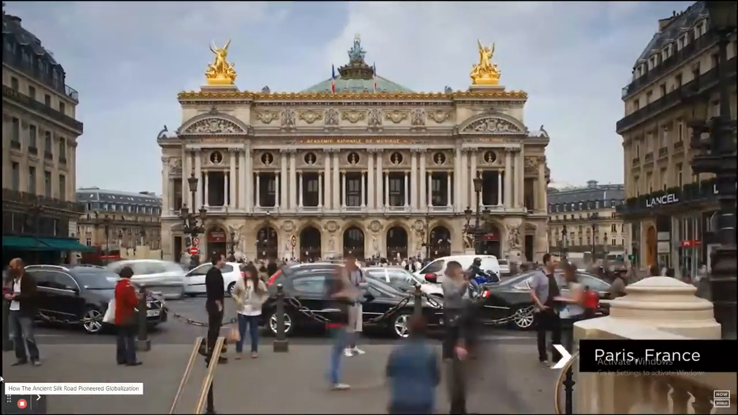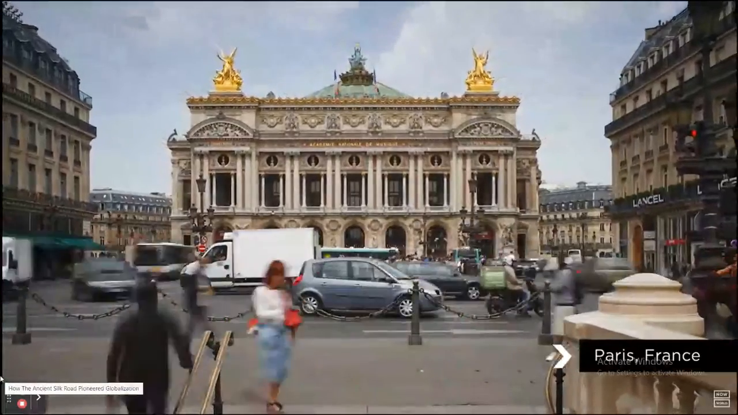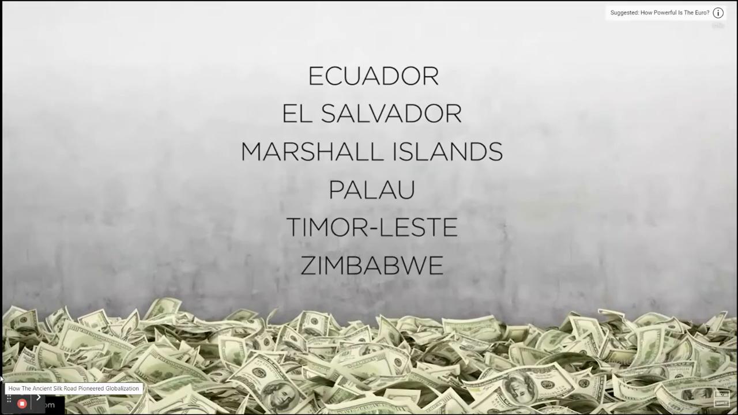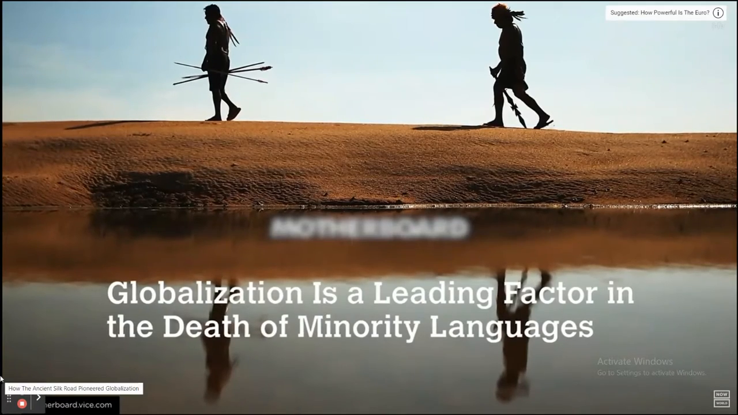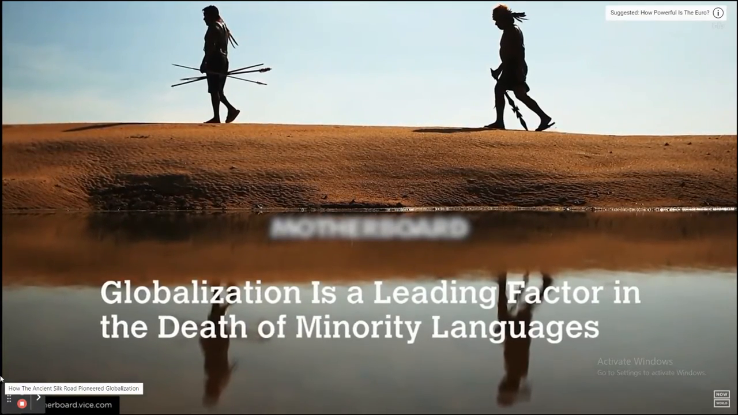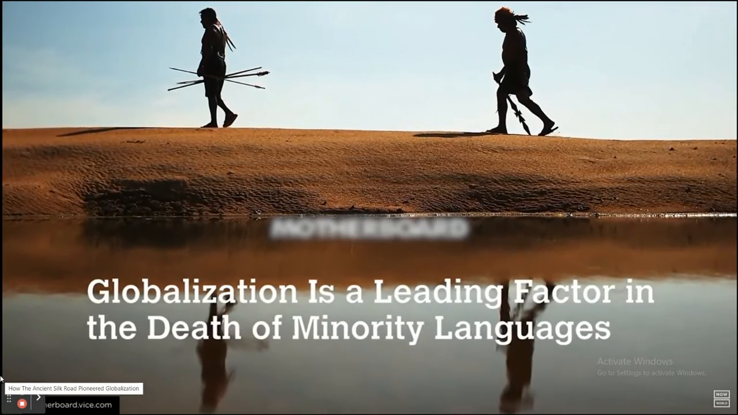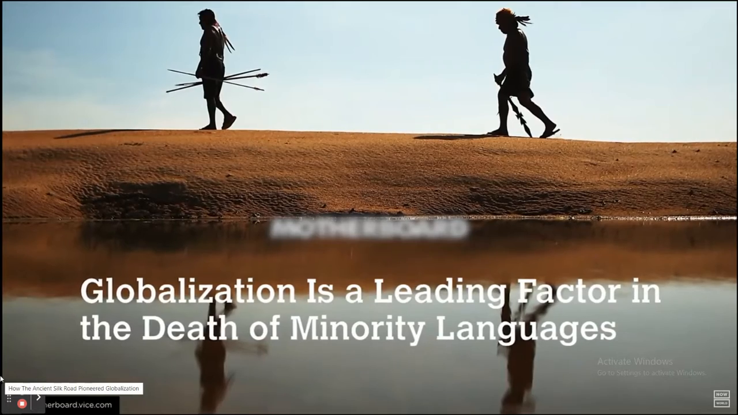For ease of trade and commerce, much of Europe has abandoned their national denominations in favor of the euro. Many countries have done the same to adopt the US dollar. And globalization has even led to the deaths of thousands of languages, leading some experts to predict that by the year 2100, only half of modern dialects will still exist.